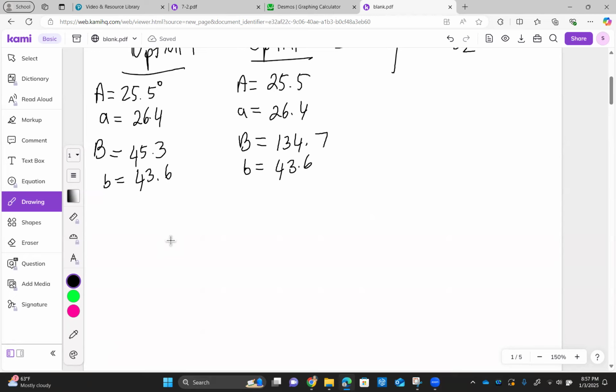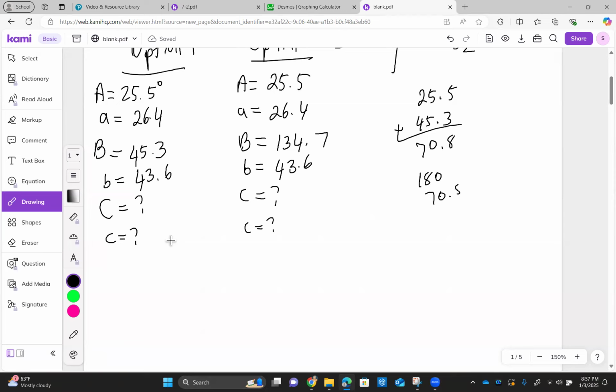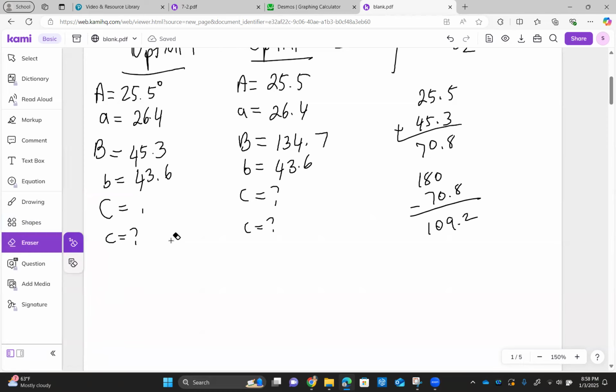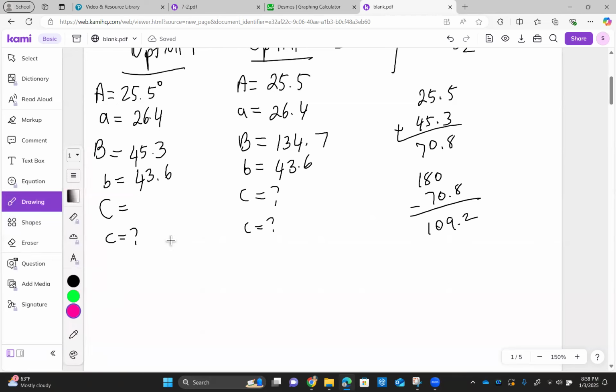So we're going to now find the angle C in either case, and we're going to find the side C in either case. Now, finding the angle is easy. All we have to do is add the two angles and subtract them from 180. So when I add 25.5 with 45.3, that's 70.8. And then subtract this from 180, that's 109.2. So the missing angle C will be equal to 109.2.